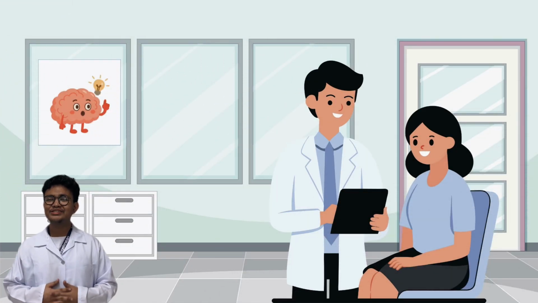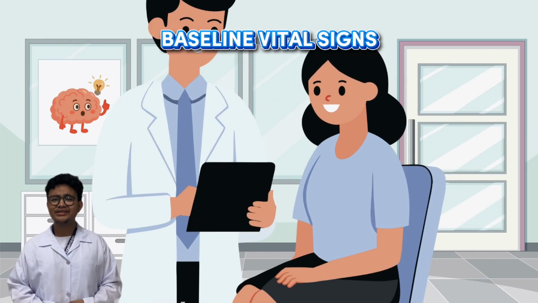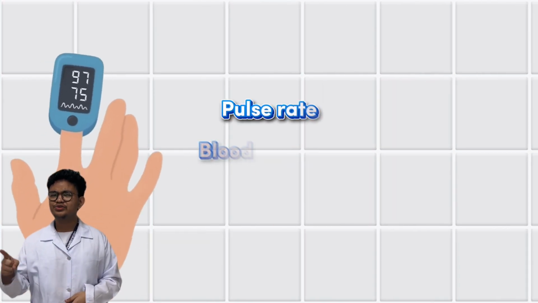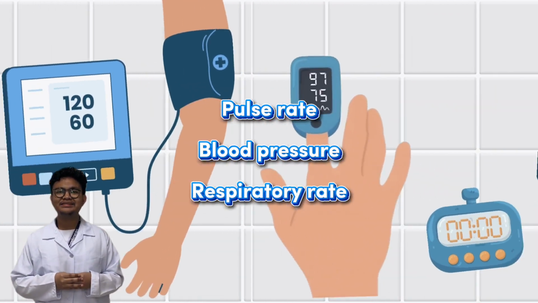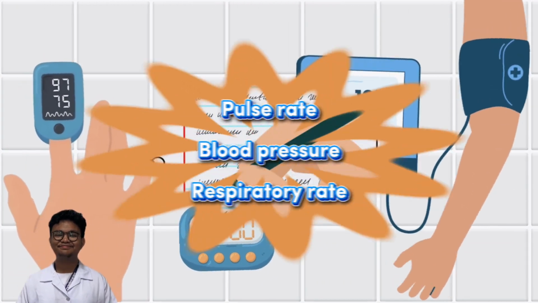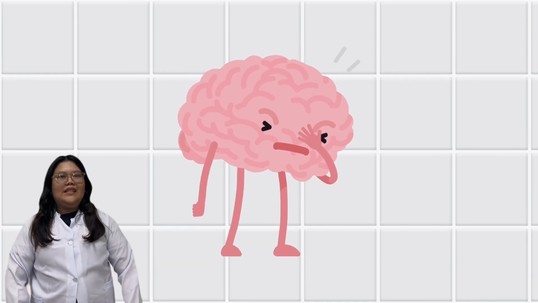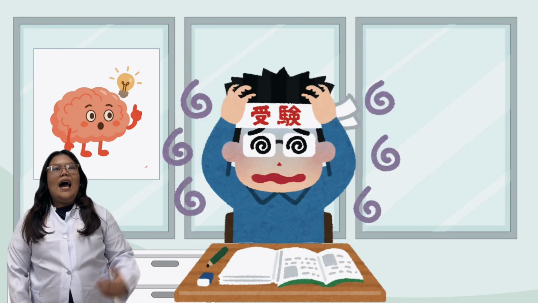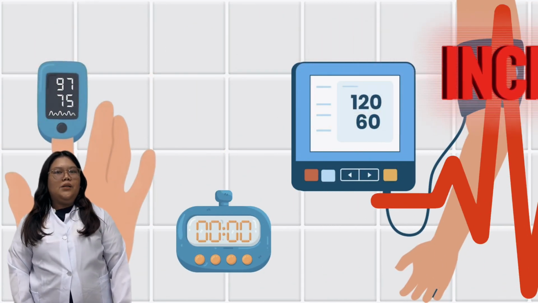Before triggering any response, we establish the subject's baseline vital signs. The subject sits for 2 minutes to stabilize the vital signs. We measure the pulse rate, the blood pressure, and respiratory rate. These represent baseline parasympathetic activity. Once the baseline is recorded, we introduce a stressor to activate the sympathetic system. Answering rapid multiplication questions activates the sympathetic nervous system. Pulse, blood pressure, and respiratory rate increase as the body prepares for action.